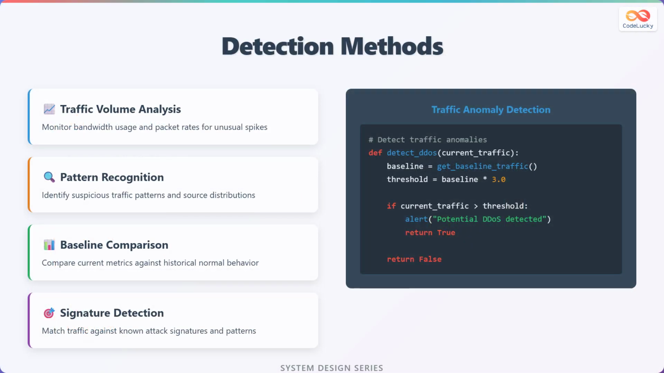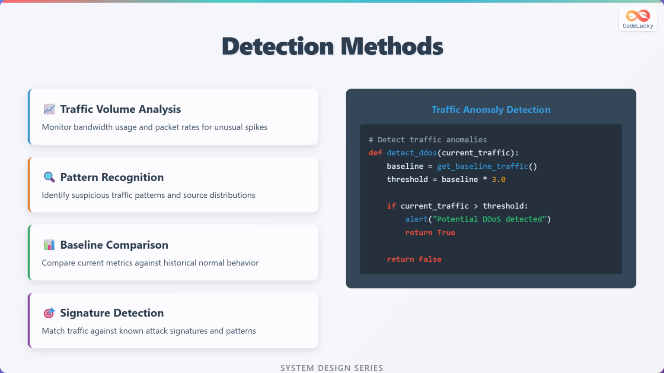The following are some key detection methods used to identify distributed denial of service attacks. Traffic volume analysis involves monitoring bandwidth usage and packet rates to identify unusual spikes that may indicate an attack. Pattern recognition techniques are used to identify suspicious traffic patterns and source distributions. Baseline comparison involves comparing current traffic metrics against historical data to detect anomalies. Signature detection involves matching traffic against known attack signatures and patterns.